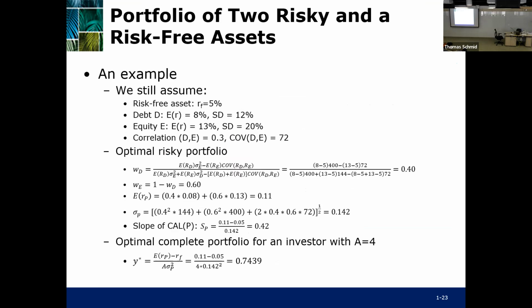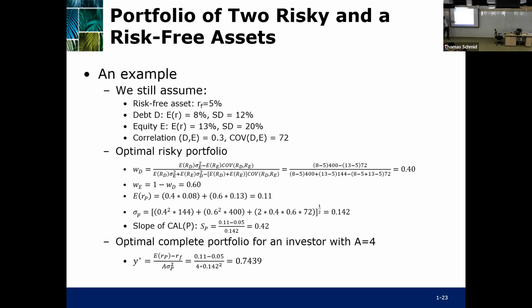Good. So we can do an example. It's really just setting in the values. So the optimal risky portfolio, if we set in the values of our example that we used before, in the analytic solution for the optimal risky portfolio, we get that the weight of the debt fund should be 40%, which means the weight of the equity fund should be 60%. The expected return on this risky portfolio is 11%, and the standard deviation is 0.142. This is really just setting in the values. So we get the slope, the Sharpe ratio, as 0.42.